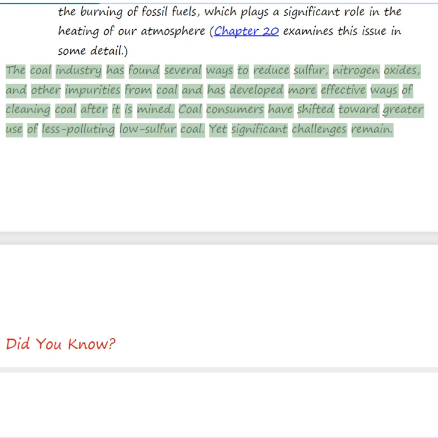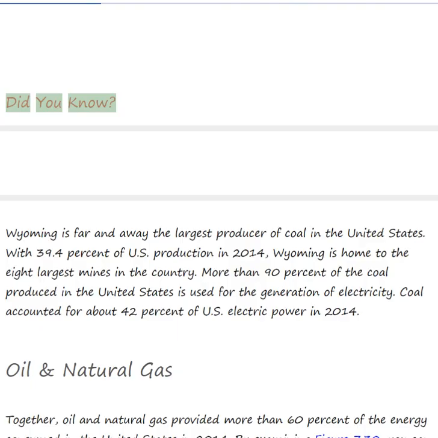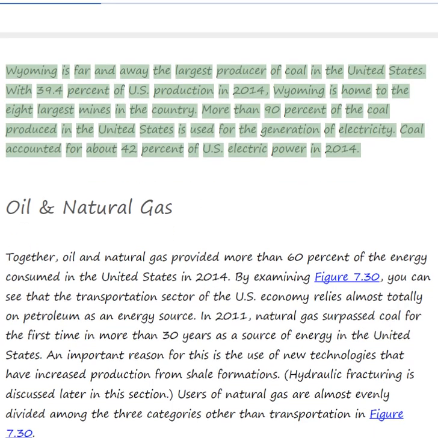The coal industry has found several ways to reduce sulfur, nitrogen oxides, and other impurities from coal and has developed more effective ways of cleaning coal after it is mined. Coal consumers have shifted toward greater use of less polluting low-sulfur coal. Yet significant challenges remain. Did you know? Wyoming is far and away the largest producer of coal in the United States. With 39.4% of U.S.